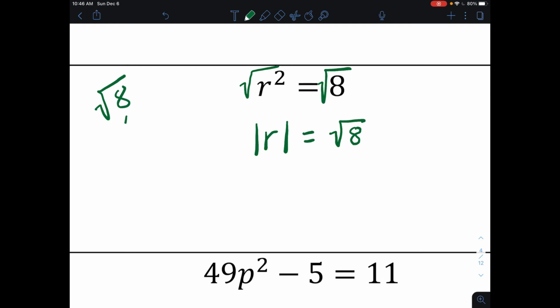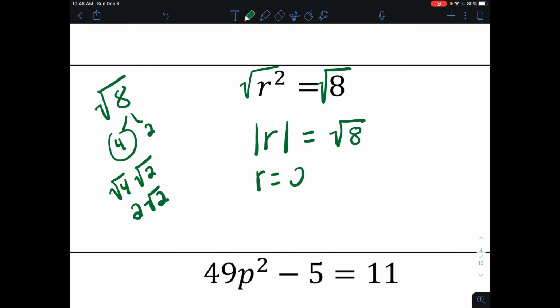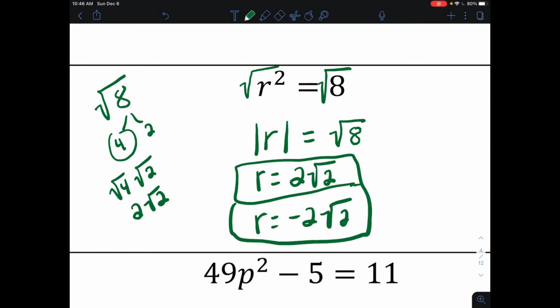The square root of 8, well, 8 is 4 times 2. 4 is my perfect square, so the square root of 8 is equal to the square root of 4 times the square root of 2, and the square root of 4 makes 2. So what we have at this point is that r could equal positive 2 square roots of 2, or r could equal negative 2 square roots of 2. And now we can check this graphically with Desmos.